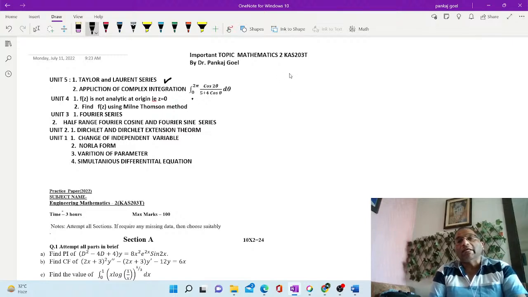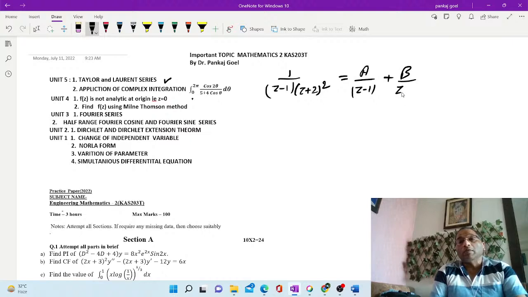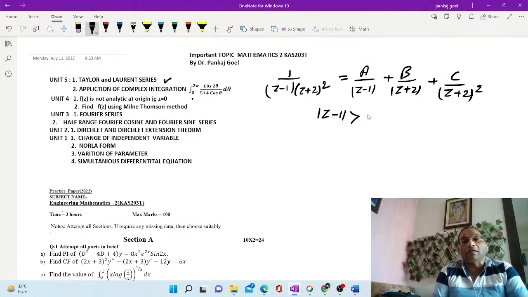For example, if I say 1 upon (z minus 1) and (z plus 2) whole square. So write this as A upon z minus 1, B upon z plus 2 and C upon (z plus 2) whole square, like this. There will be some region given. For example, if this region is given as modulus of z minus 1 greater than, let us suppose, 3. This is given.